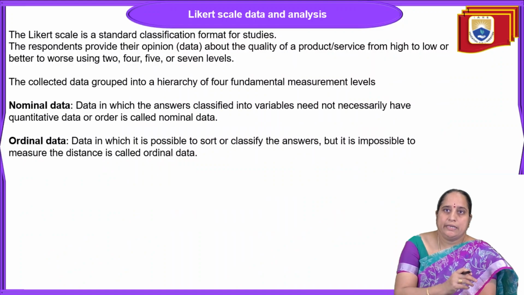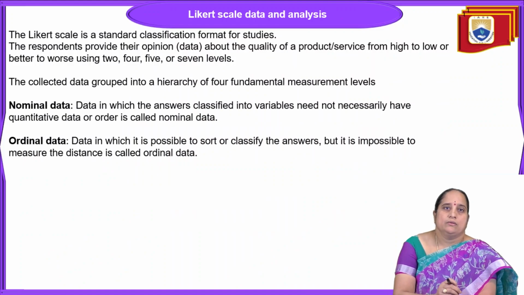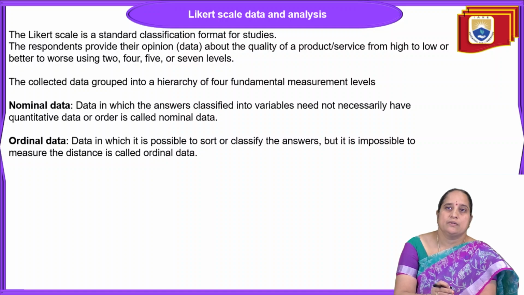Then coming to the data and analysis. The Likert scale is a standard classification format for studies. The respondents provide their opinion about the quality of a product or a service, from high to low or better to worse, using 2, 4, 5 or 7 levels. It depends; there is no permanent scale that you have to use, only a 2-point scale or 4, 5, 7 like that. It depends upon the individual researcher how he is going to formulate his own research data.